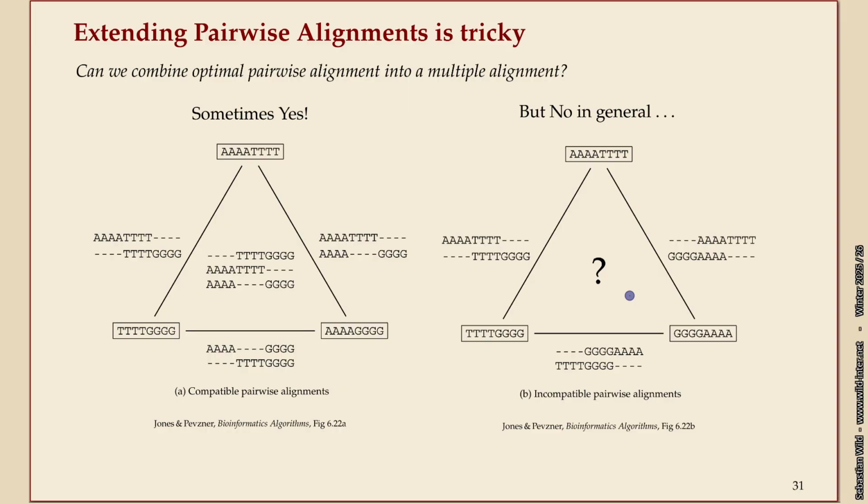In a way, you can say these pairwise alignments are incompatible. There's no way to just glue them together and still get a valid alignment. They split up strings in an incompatible way. Tough luck. So what can we do?